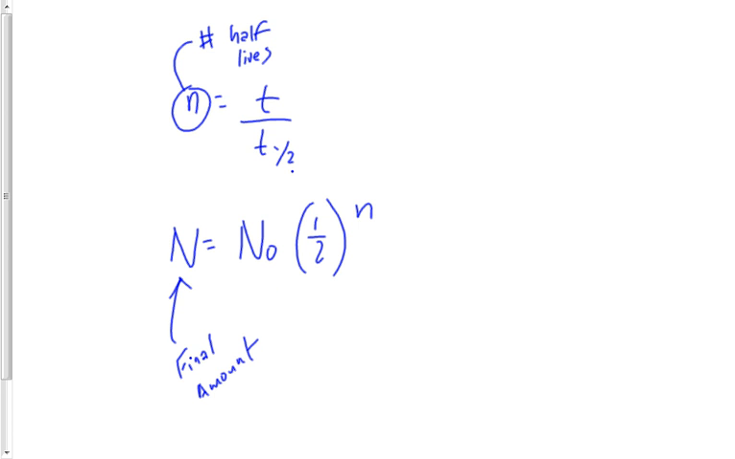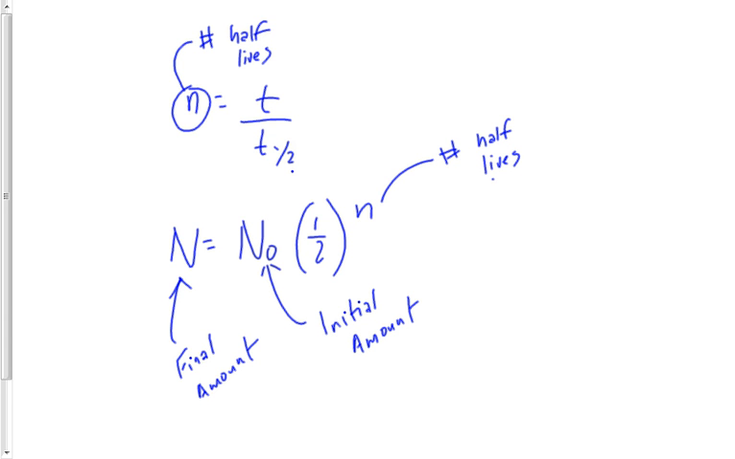The final amount is equal to the initial amount, the starting amount, times 1 half to the little n, which we already established is the number of half-lives. What units do we use? Well, there are no units for number of half-lives. It's just a number.